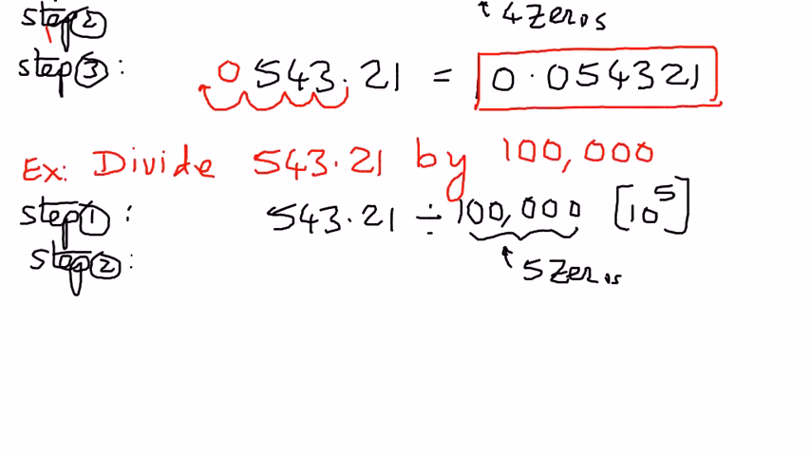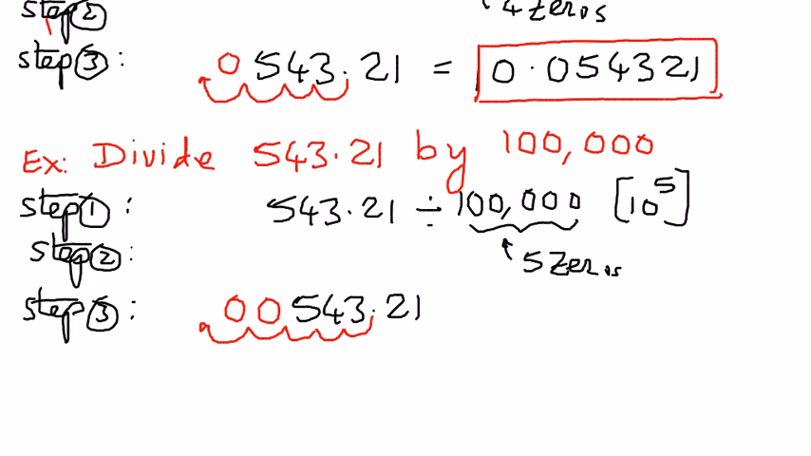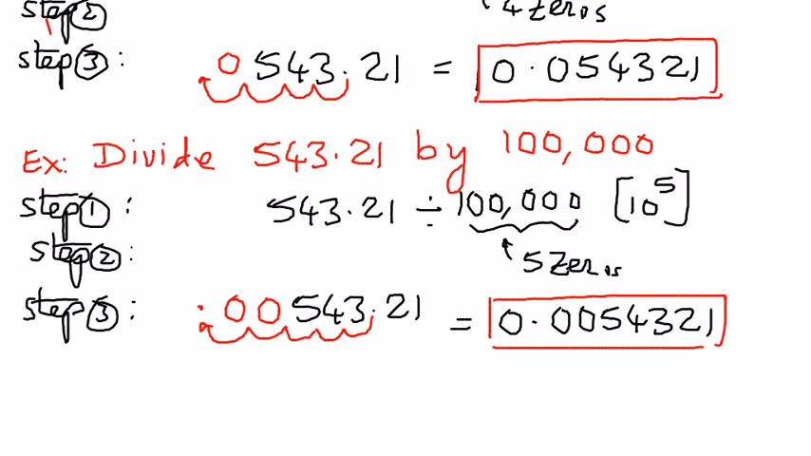Therefore, in step 3, we're going to perform the division as if we're dividing whole numbers. We write the number 543.21, and now we want to move the decimal place 5 places to the left. So 1, 2, there are no more numbers in front of it, so we're going to add zeros in front of that. We move the decimal place 5 places, 1, 2, 3, 4, 5. That's where we put the decimal point. Therefore we can write this out as 0.0054321. This is our answer. This is how we perform division of decimal numbers.